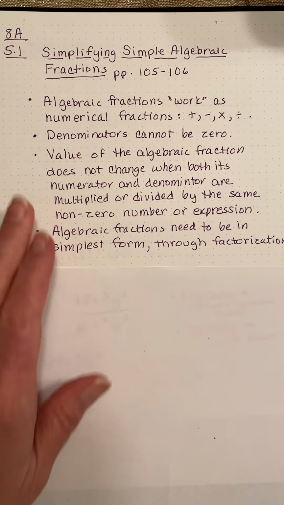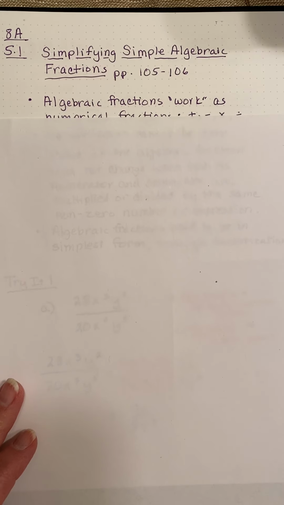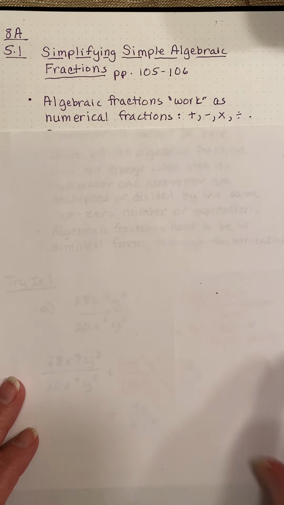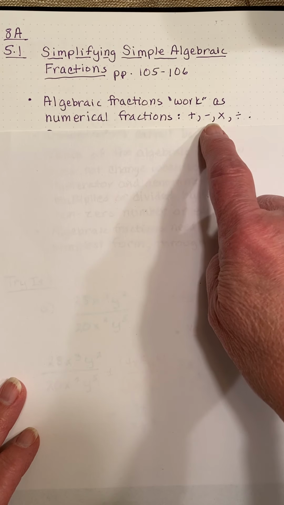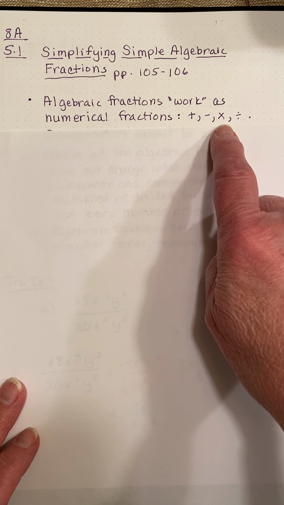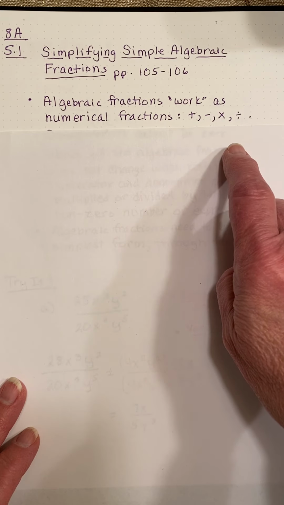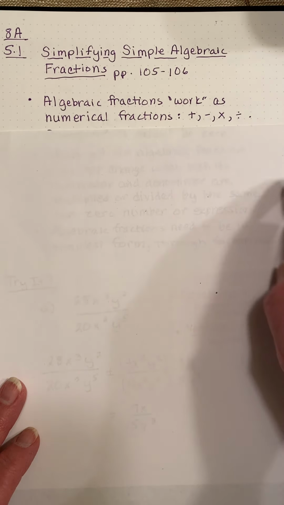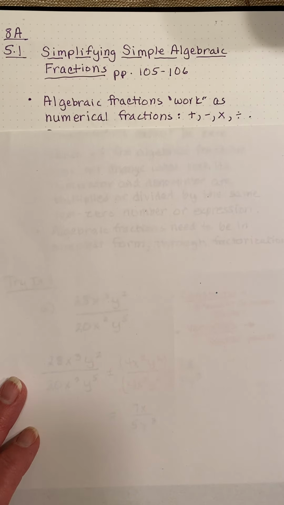Just a quick review of all of the steps for fractions. First of all, algebraic fractions work as numerical fractions. So when we add or subtract an algebraic fraction, we also need common denominators. When we multiply an algebraic fraction, we multiply the numerators and multiply the denominators and then put them in simplest form. Just as we divide fractions, we would do the same with algebraic fractions, where you keep the first fraction and then you multiply by the inverse of the second fraction and then proceed as if you're multiplying.